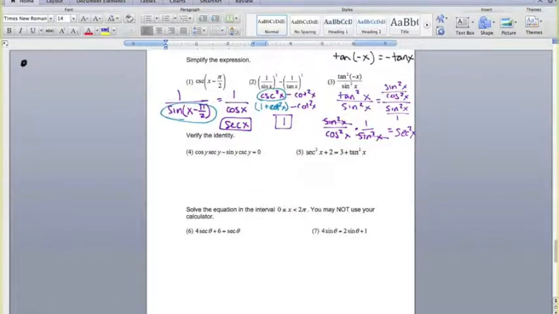Okay, two main strategies. Look for substitutions from the identities, which you don't have to have memorized, and change into sines and cosines. You do have to have that memorized, how we can move back and forth between the trig functions, changing them with cosecant and sine, secant and cosine, or tangent being sine over cosine.